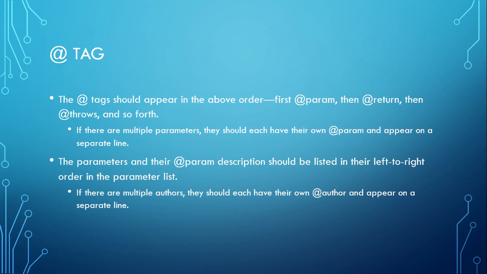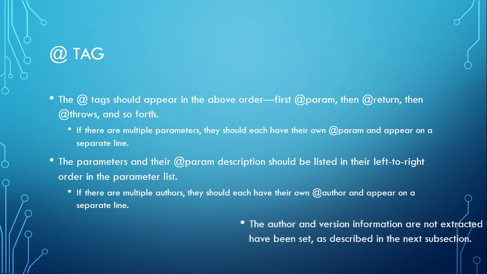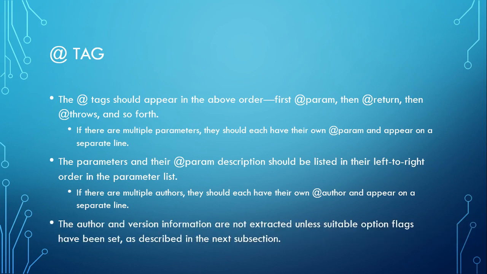If there are multiple authors, they should each have their own @author and appear on a separate line. So, for example, if you're working on a partner exercise, then you and your partner should both put @author followed by your name, with the first partner's name on one line and the second partner's name on another line. The author and version information are not extracted unless suitable option flags have been set as described.